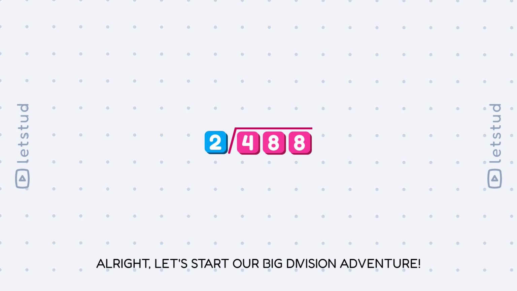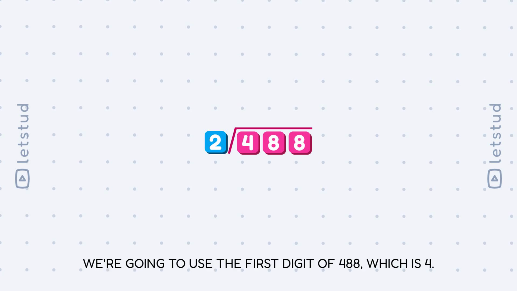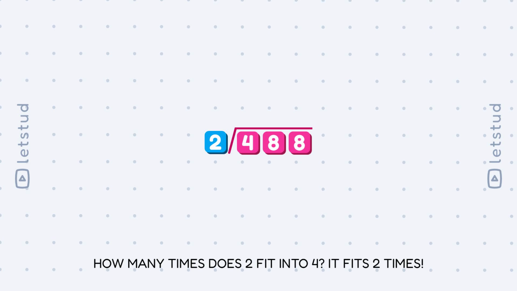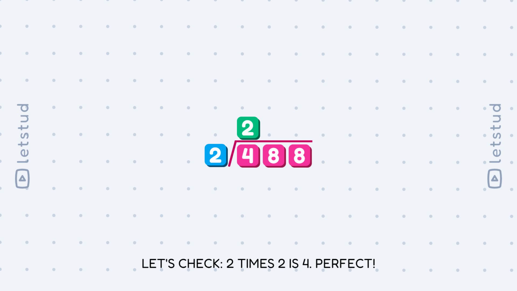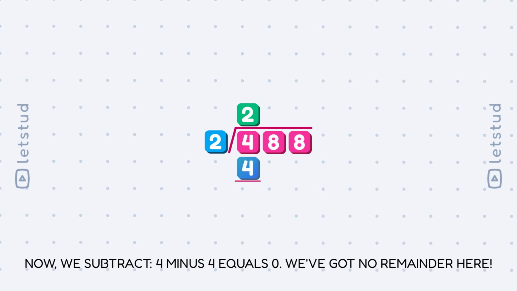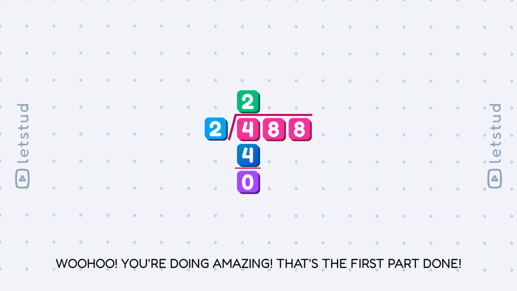Alright, let's start our big division adventure. We're going to use the first digit of 488, which is 4. How many times does 2 fit into 4? It fits 2 times. Let's check: 2 times 2 is 4, perfect. Now we subtract: 4 minus 4 equals 0. We've got no remainder here. Woohoo, you're doing amazing, that's the first part done.